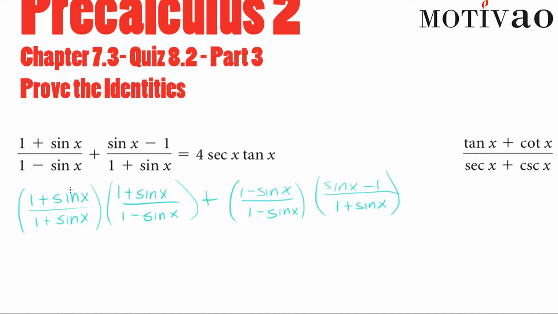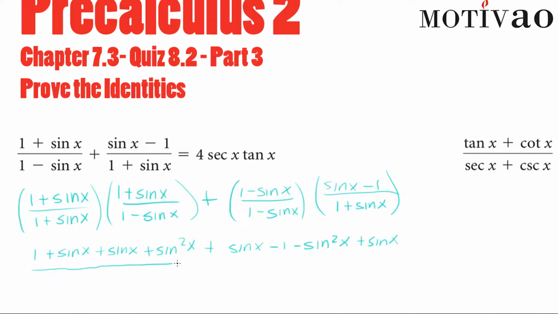So let's start with the top. 1 times 1 is 1. 1 times sine is sine. Sine of x times 1 is sine again. And sine times sine is sine squared. Plus, here we also FOIL, but look how it FOILs. 1 times sine is sine. 1 times negative 1 is negative 1. Negative sine times sine is negative sine squared. And negative sine times negative 1 is plus sine of x.